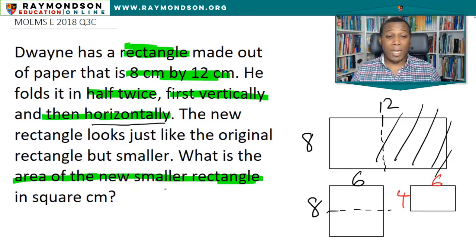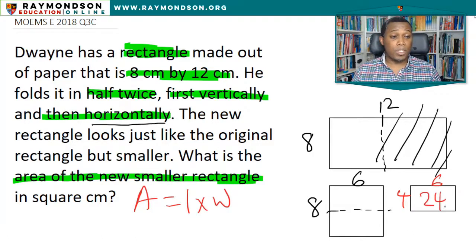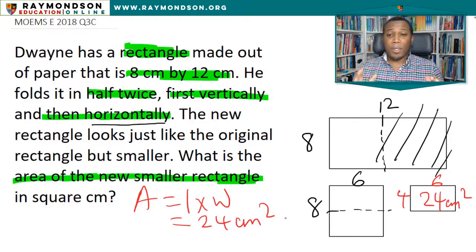The area of a rectangle, area is length times width. So what we have is 6 fours, which is 24 centimeters squared. That's what we're looking at for this problem. The picture, drawing that visual so you clearly could see how the folding impacts on the dimensions, that was critical to success in this question, I would say.